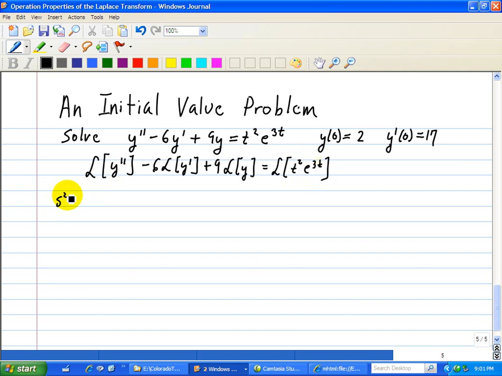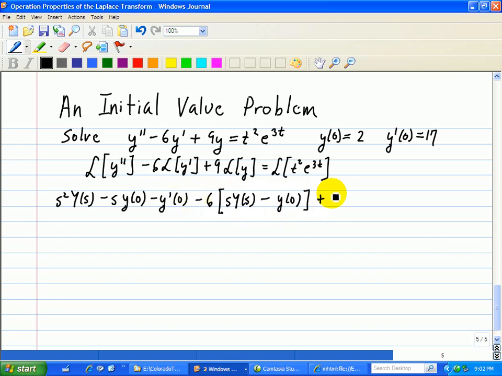For this, it is just s squared Y of s minus the initial conditions y of 0 and y prime of 0, minus 6 s Y of s minus the initial condition y of 0, plus 9 Y of s, is equal to the Laplace transform of this, which is just 2 factorial over s cubed, but we have a 3t here, so that's just s minus 3 cubed.